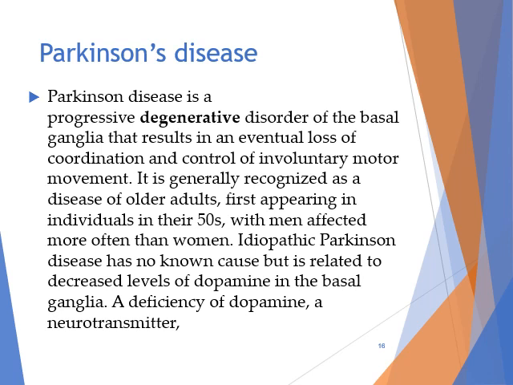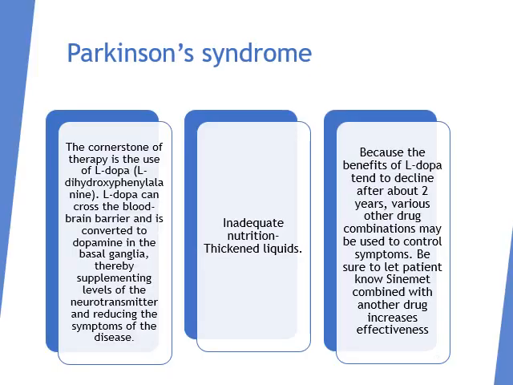It's decreased levels of dopamine. Now, we've talked about dopamine. We've talked about the drug dopamine that raises the blood pressure, but there's a dopamine which is a neurotransmitter in your brain, and Parkinson's patients have a deficiency of that neurotransmitter. So the cornerstone of therapy is the use of L-DOPA. L-DOPA can cross the blood-brain barrier, and it's converted to dopamine in the basal ganglia. So they have to have a replacement dopamine. Now, Parkinson's is not curable, but you can treat the symptoms.